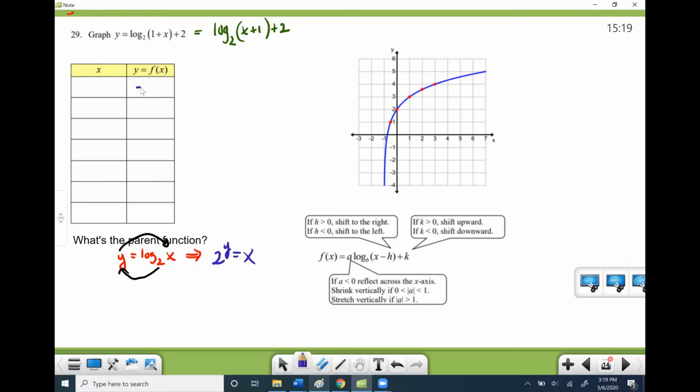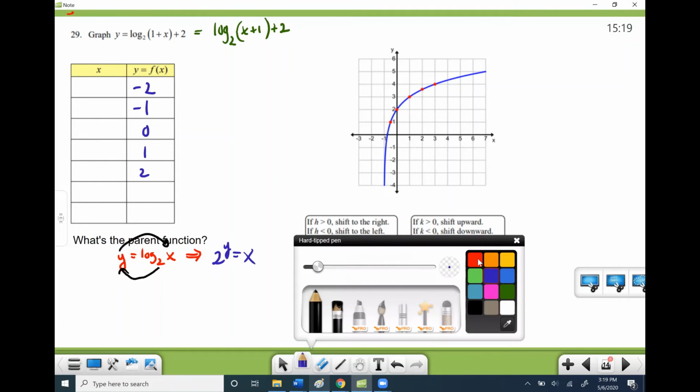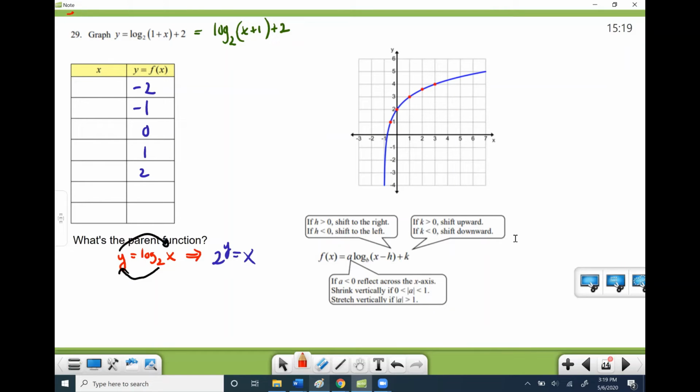And we're going to pick y values. And let's go ahead and plug those in, and we can do this really quickly. That's the benefit of writing the parent function. This is easy. All right, so I'm going to do 2 to the negative 2, 2 to the negative 1, 2 to the 0, 2 to the 1, 2 to the 2. Okay, 2 to the negative 2 is 1 over 2 to the positive 2. So a fourth. 2 to the negative 1 is 1 over 2 to the positive 1. So a half. Anything to the 0 power is 1. 2 to the first is 2. And 2 to the second is 4.